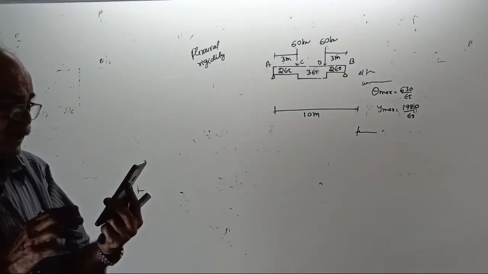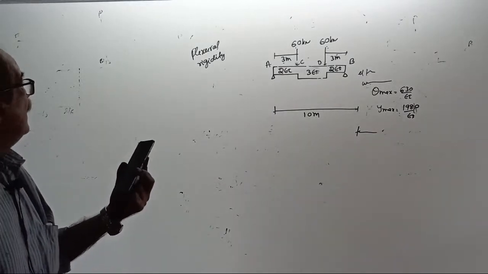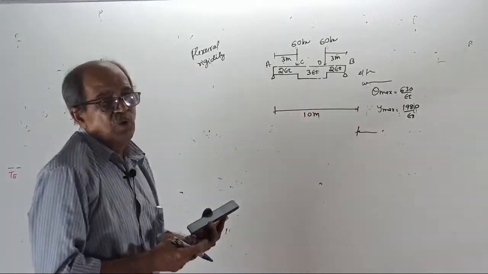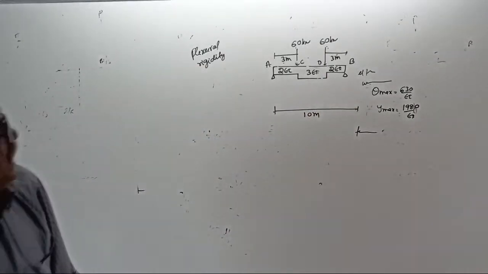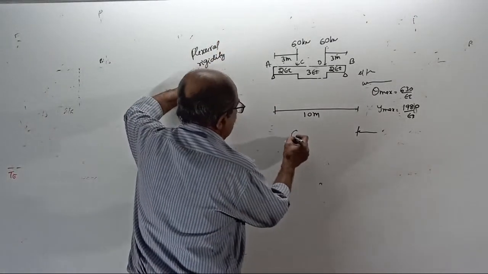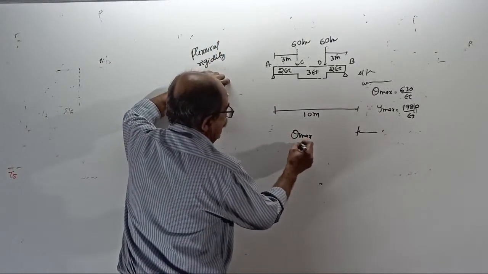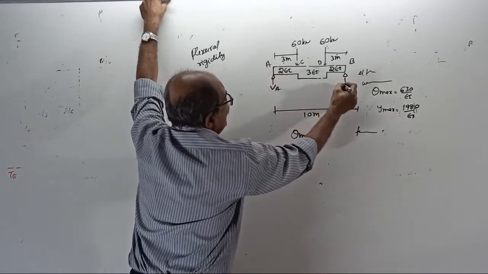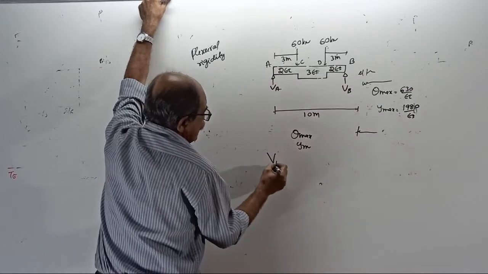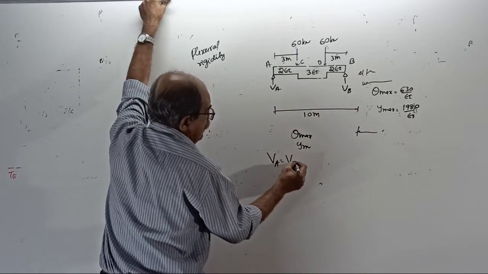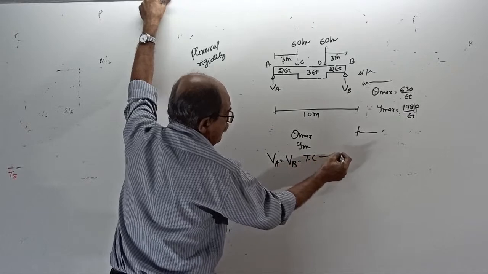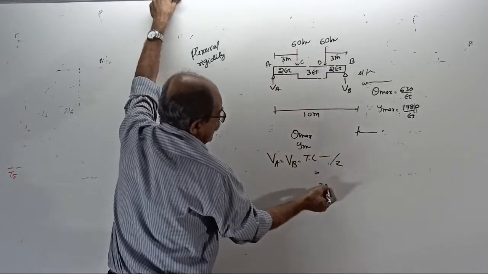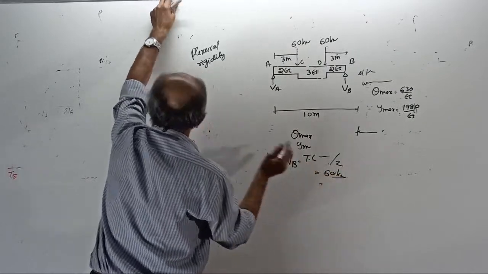Pure exam-oriented question. They drew it a little out of scale. This is 3 meter only, out of scale. Now, the solution. Find maximum slope and maximum deflection, theta max and y max. Start. First, there is a reaction VA here and reaction VB here. The reaction will not change. VA equals VB equals the total load on the beam divided by 2. 60 plus 60 is 120, by 2 is once again 60 kilonewton.